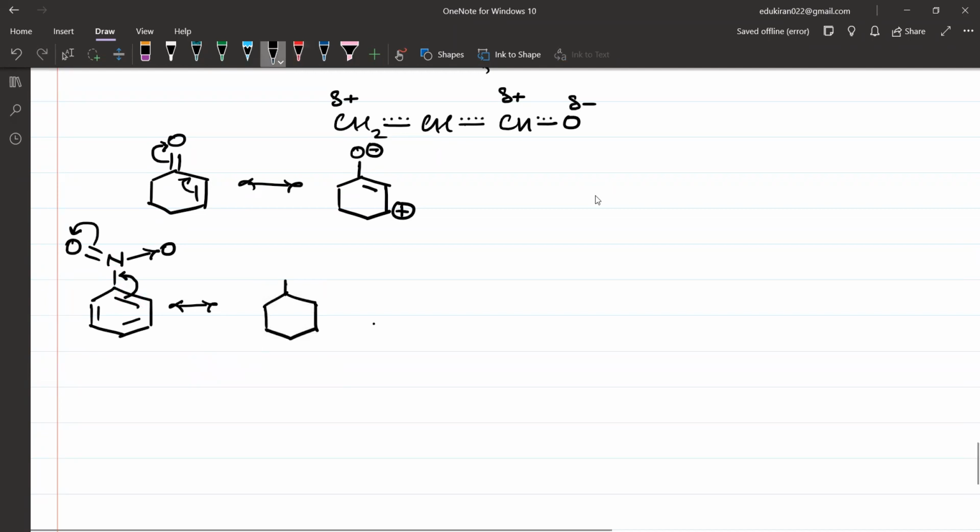In the first resonating structure, please write nitrogen, oxygen. Here you are going to have a negative charge on oxygen because that is the pi electron moving towards oxygen. And this nitrogen is going to have a double bond here. This will get a positive charge because it lost an electron. These bonds will be as it is. There are 4 bonds. There are 4 atoms participating in the resonance.